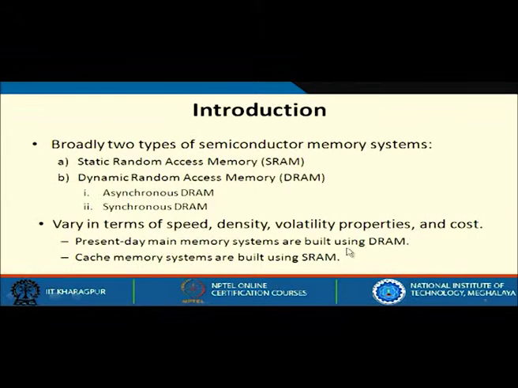Present day main memory systems are built using DRAM and cache memory systems are built using SRAM. We will see that our cache memory system is relatively fast but small, and our DRAM is relatively slower, but it can store a large amount of data.